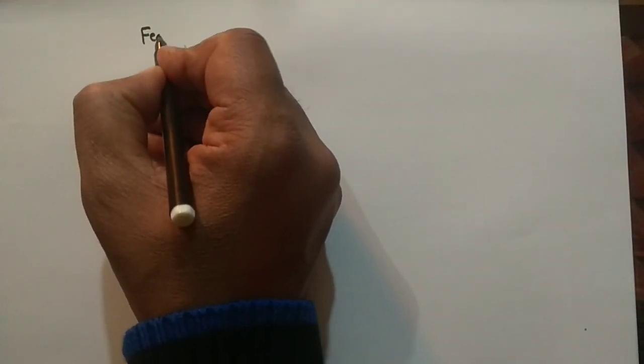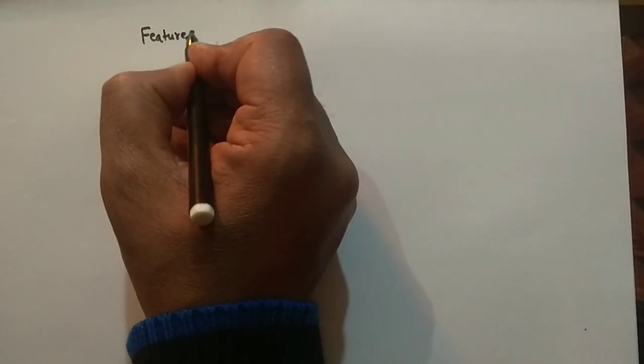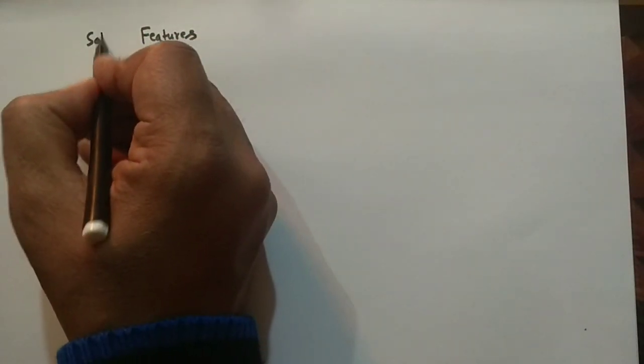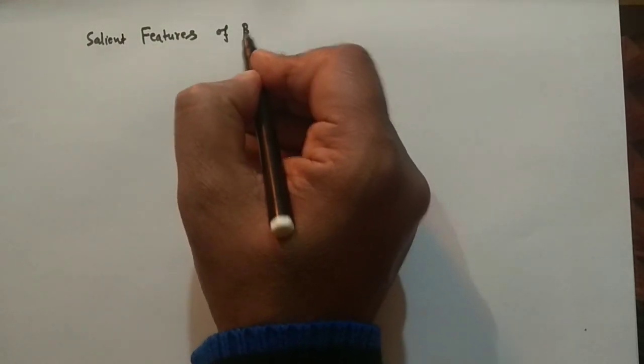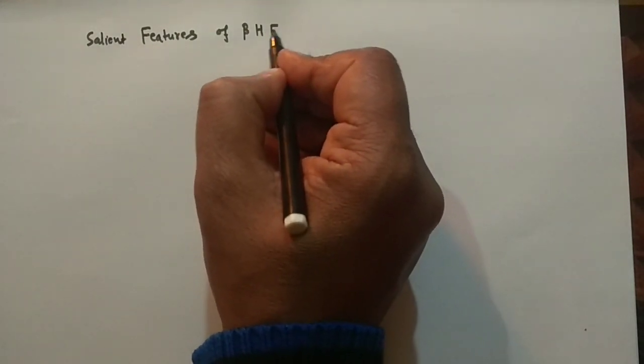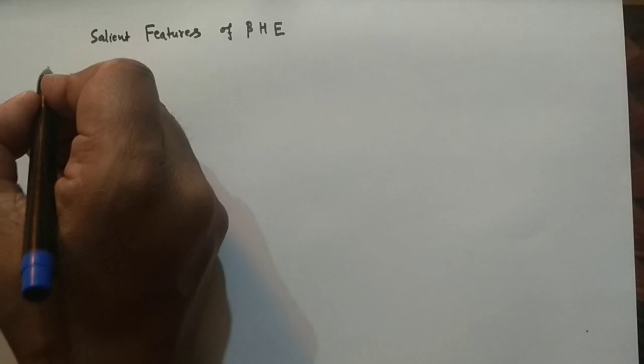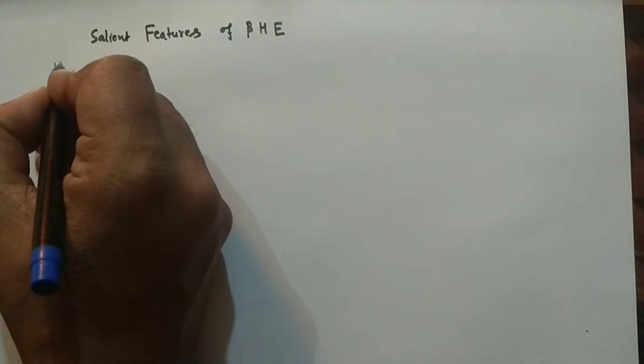Characteristic features of beta hydride elimination reactions. So I'm not writing characteristics, but I'm writing salient features rather. Salient features of beta hydride elimination reaction. So when this beta hydrogen elimination reaction would occur, when it will not occur, this we will answer here in that case. So first of all, you can see a very important point here.